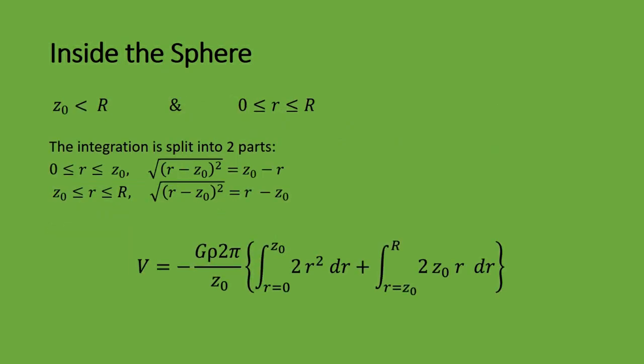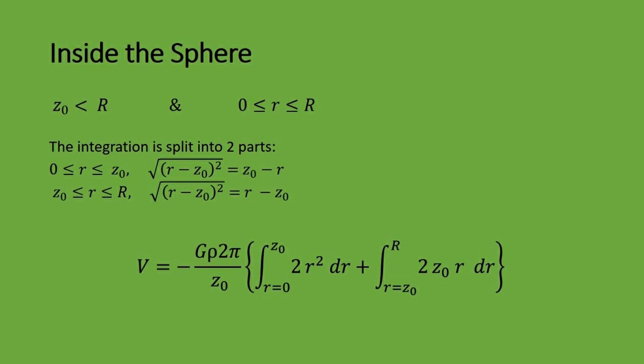Now here, just think a little bit to understand this. We are inside the sphere. So this means z0 is less than capital R because we are inside the sphere. Now for small r, it will again vary between 0 and capital R, the radius of the sphere.